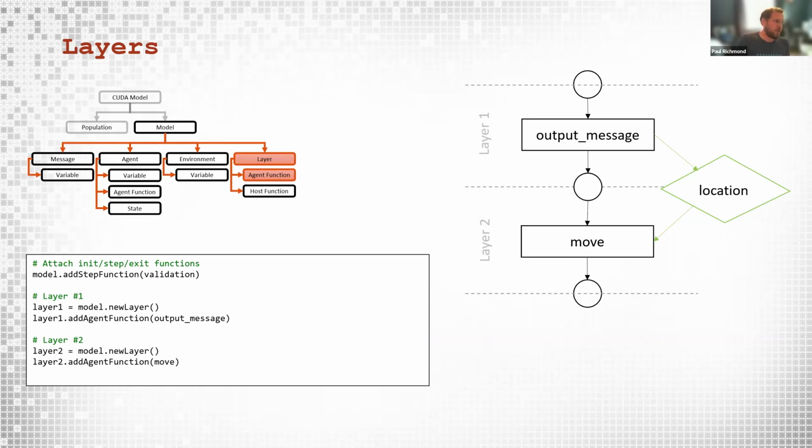We create a number of layers, and when we add the functions to the layers, it ensures the execution order and means that the move won't occur before the output message is completed. There is a slightly different way that you can do this via dependency analysis, where rather than explicitly defining the layers, you can say move has a dependency on the function output message, as well as a dependency on reading the location message. It's just a slightly different way of defining it, but it means that this graph will be calculated for you.